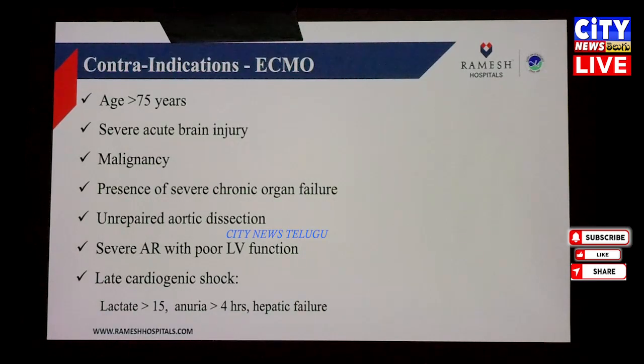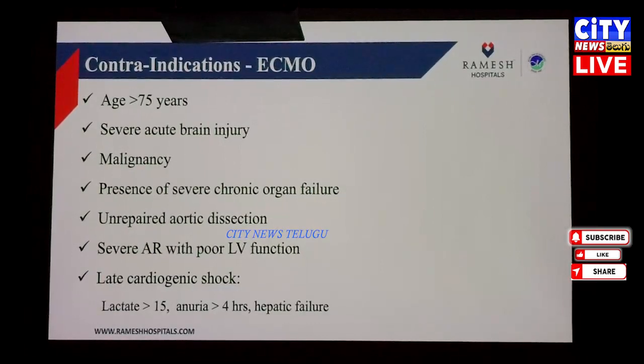Now, what are the contraindications? This is the general contraindications. Extreme age group, age more than 75 years. Patients with neurological injury. Any patient who is not conscious is not a candidate for ECMO. Patients need to be neurologically stable, responding to commands. Then they can be indicated for ECMO. Patients with malignancy, with presence of severe chronic organ failure. These are some of the absolute contraindications.